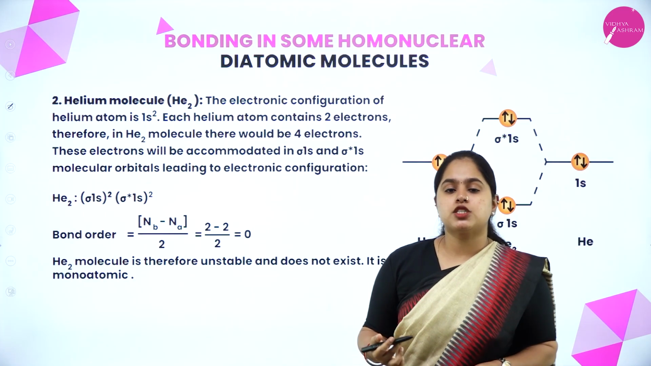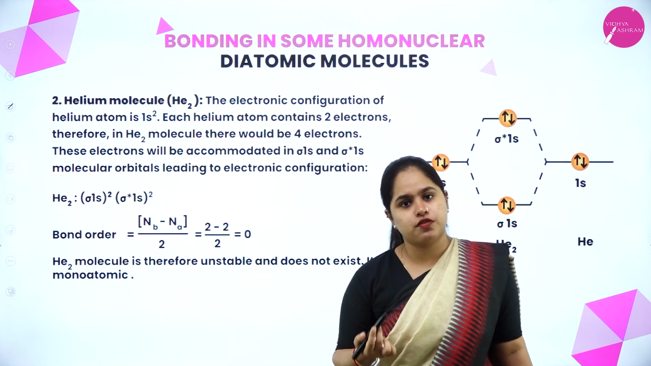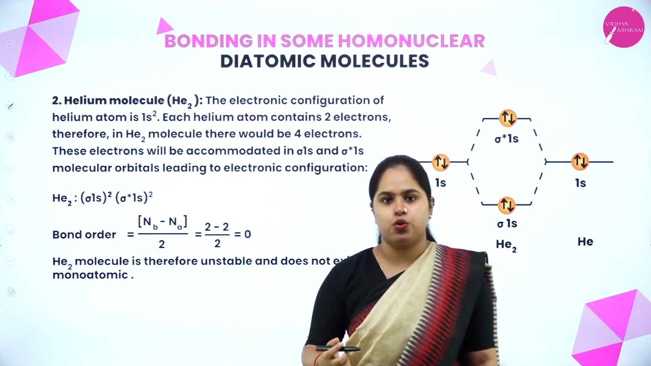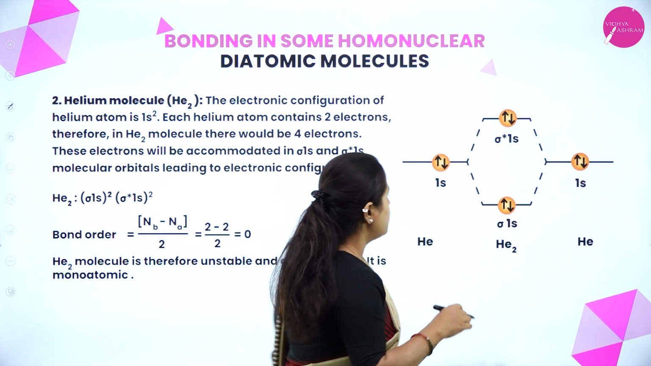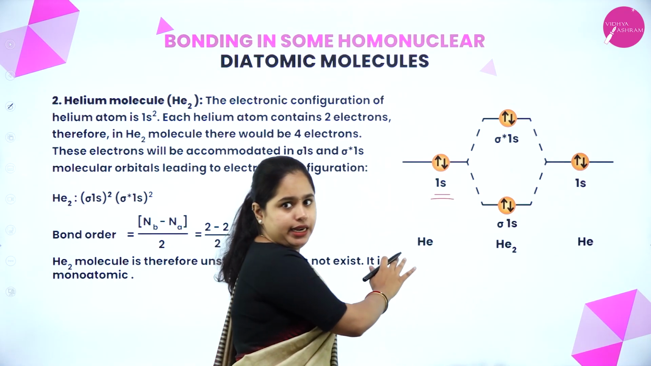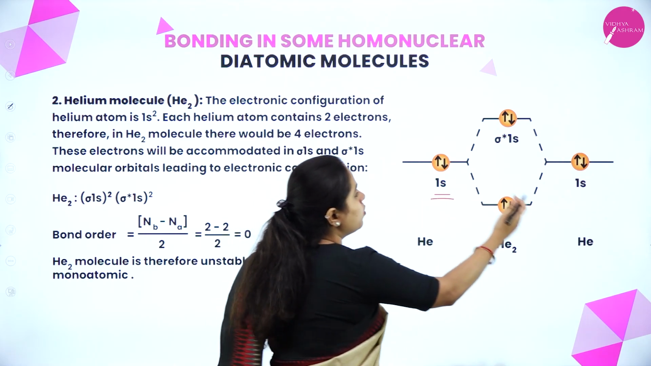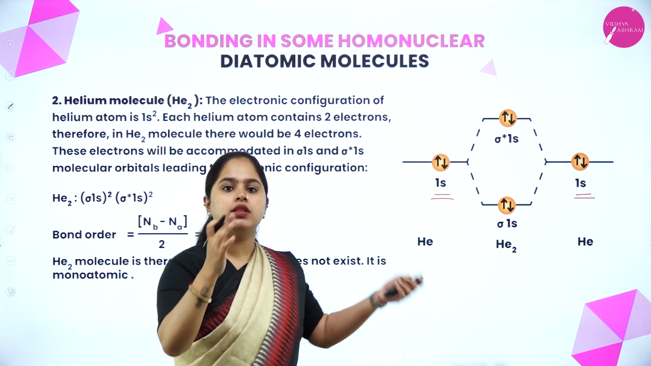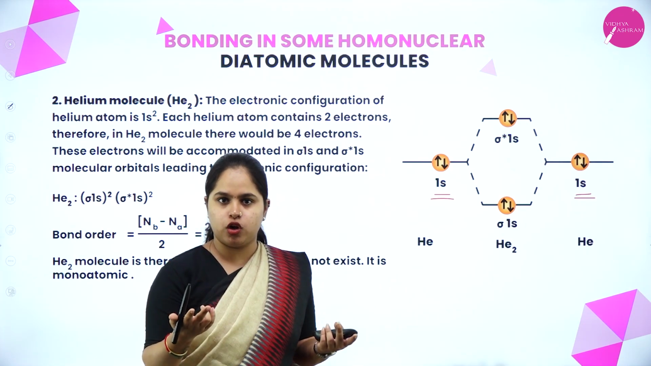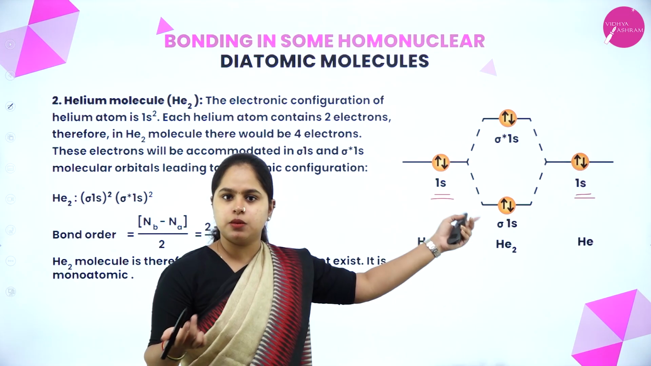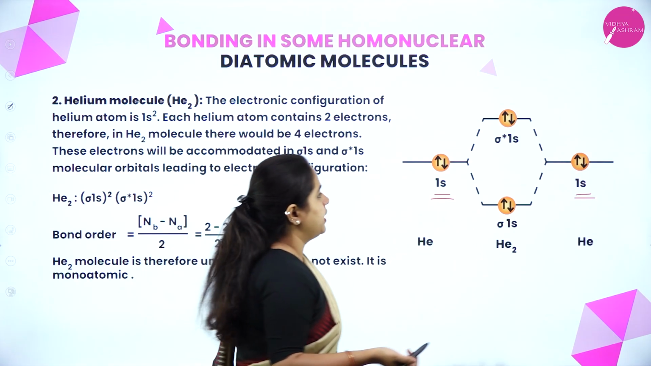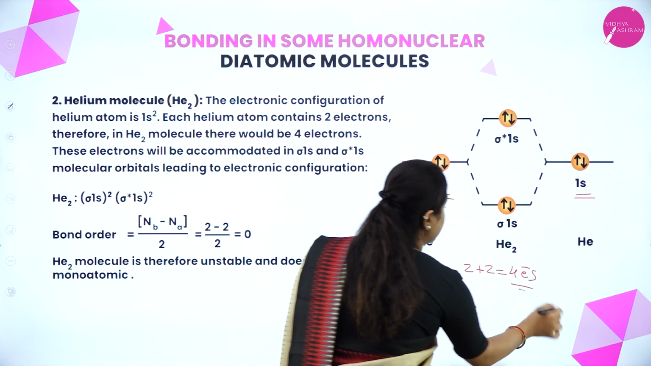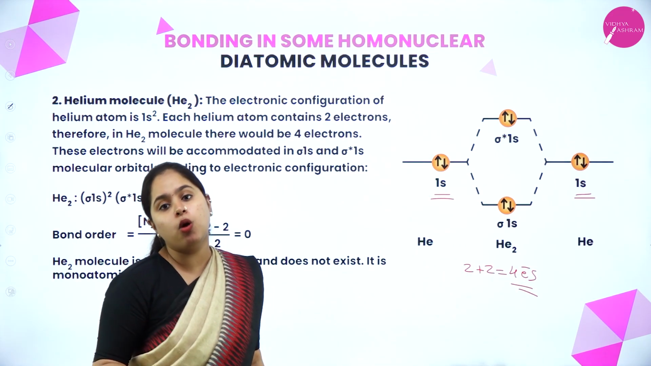So now moving on to the next one, that is the helium molecule. In the case of helium, we know that the electronic configuration of the helium atom is 1s2. It contains 2 electrons, right? So in the 1s orbital of one helium atom, 2 electrons are there. In the 1s orbital of another helium atom, 2 electrons are there. Now the atomic orbitals combine and form 2 molecular orbitals, sigma 1s and sigma star 1s, right? So a total of 2 plus 2, 4 electrons are present in the He2 molecule.